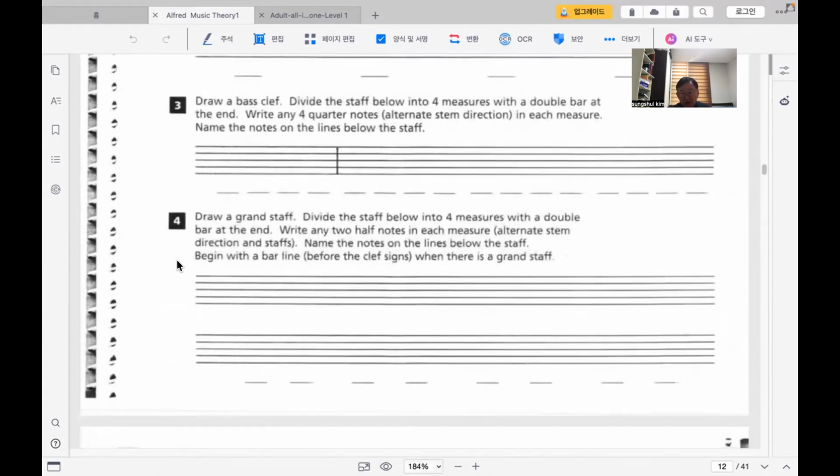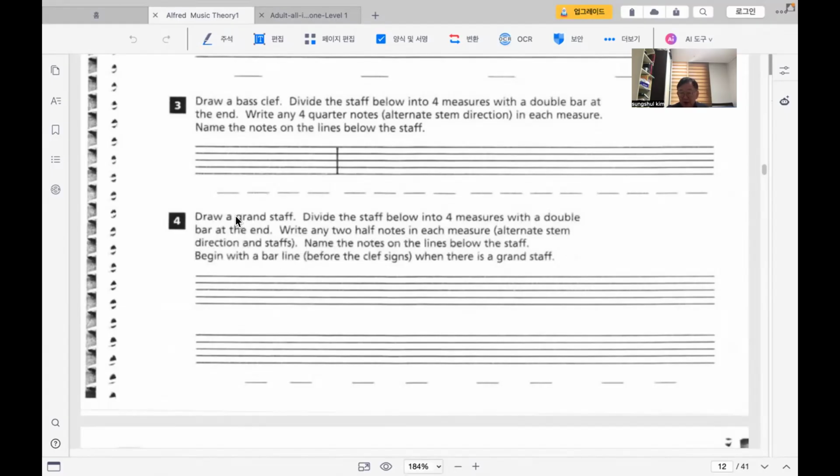Okay, wow. This time, draw a grand staff. Same, divide the staff below into four measures with a double bar. This time write any two half notes. A half note is a two-beat note in each measure. Also, alternate the stem direction. Name the notes on the lines of the staff, beginning with the bar line before the clef sign. When there is a grand staff, okay.